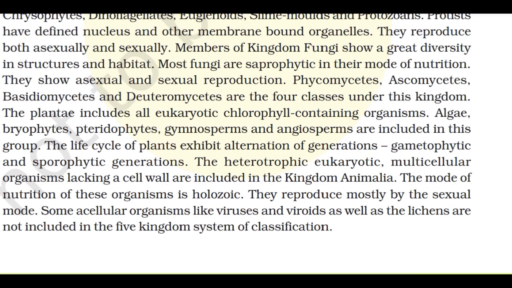The life cycle of plants exhibits alternation of generations, gametophytic and sporophytic generations. The heterotrophic eukaryotic multicellular organisms lacking a cell wall are included in the kingdom Animalia. The mode of nutrition of these organisms is holozoic. They reproduce mostly by sexual mode. Some acellular organisms like viruses and viroids as well as the lichens are not included in the five-kingdom classification.